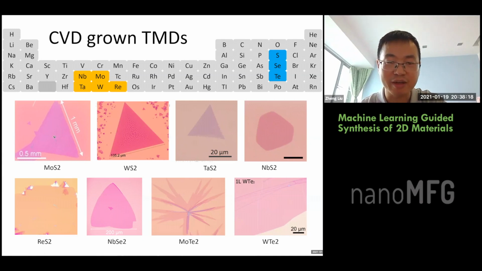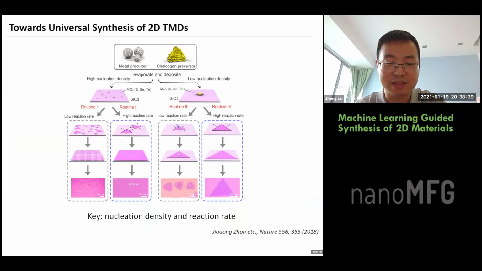So I talked with my student about whether there is any general method that we can use to produce 2D TMDs, 2D materials. And that student had a really good background in the ceramic industry. He knows that in the ceramic industry, people use molten salt to lower the melting point of the precursors. Most of them are oxides, right? So we were thinking, can we borrow this idea for the growth of the TMDs?